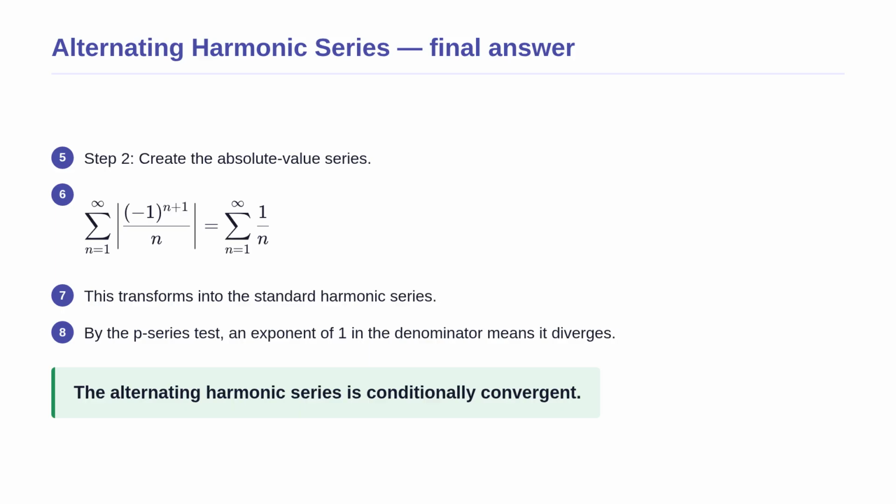We know from the standard p-series test that any series with an exponent of 1 in the denominator will diverge to infinity. Because the original alternating series converged, but its absolute value version diverges, we have satisfied both conditions. We can confidently conclude that the alternating harmonic series is conditionally convergent.